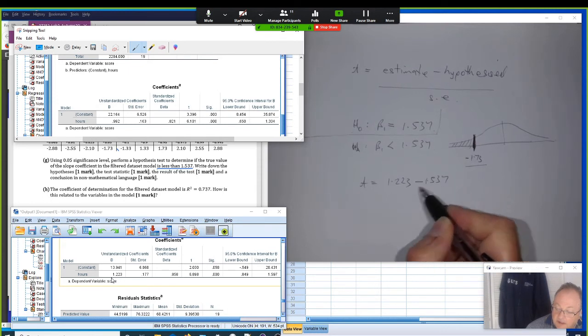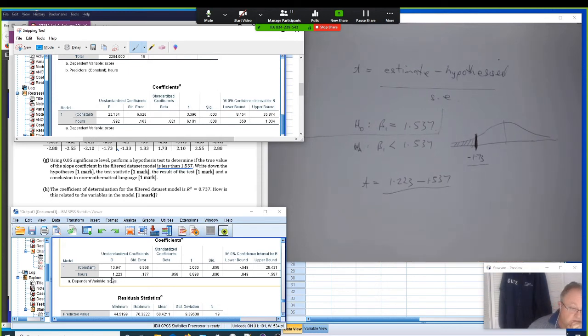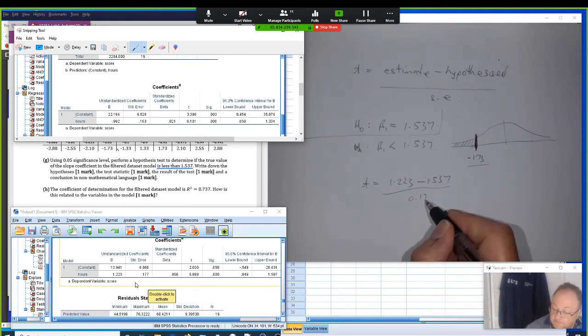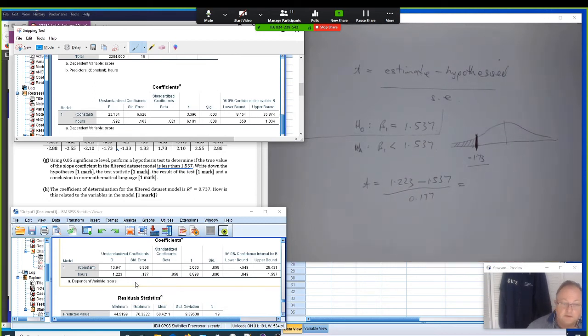1.537. And what's the standard error? Where are we going to get the standard error from? I'm giving you a bit of a hint there. There it is, from the outputs. 0.177. Well done. If you do a computation, you'll be able to tell me what that looks like. Please, if you could tell me what that is.